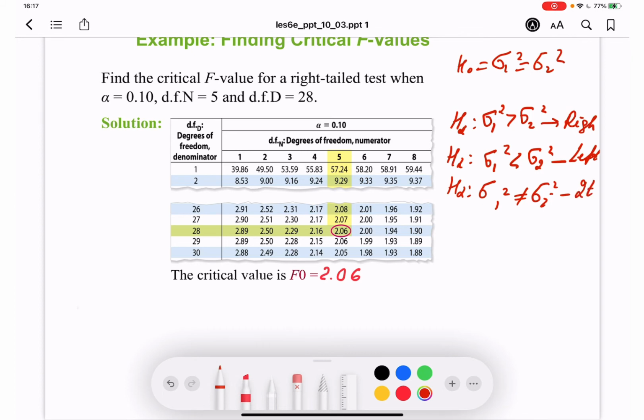Okay? All right. In the case of the right tail, if F is greater than the F critical statistic, then we are rejecting. So let me write down the rejection area.